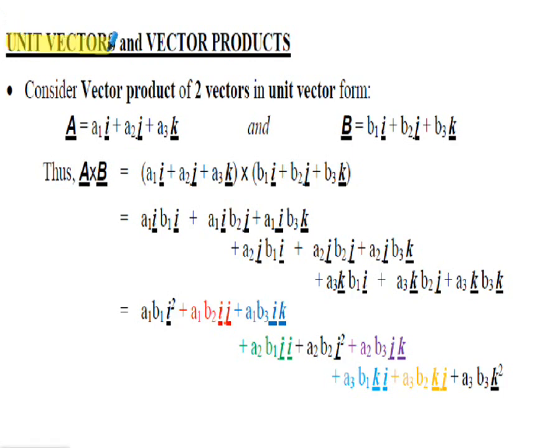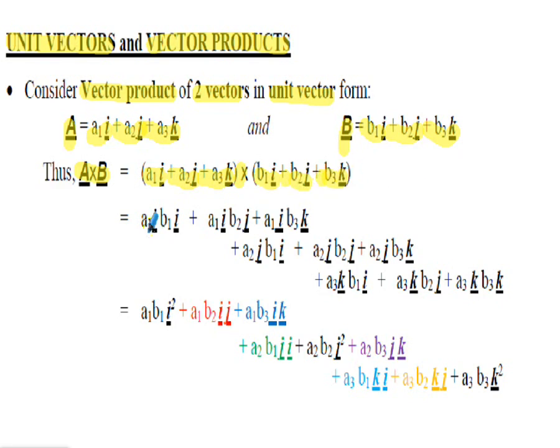Let's consider unit vectors and vector products further. Let's consider the vector product of two vectors that are in unit form. So vector A is a1 i plus a2 j plus a3 k, and vector B is b1 i plus b2 j plus b3 k. We're going to find the cross product of A and B. So that will be a1 i plus a2 j plus a3 k cross with b1 i plus b2 j plus b3 k.